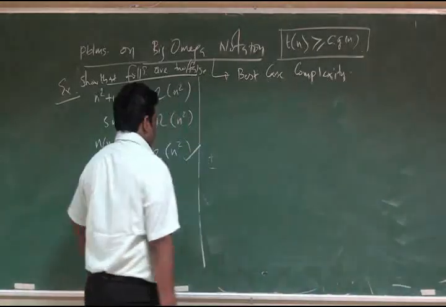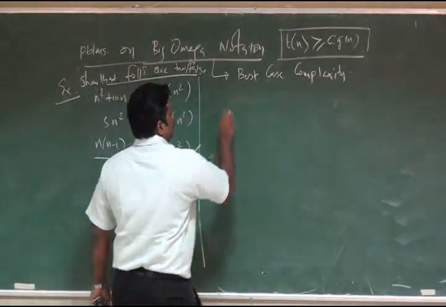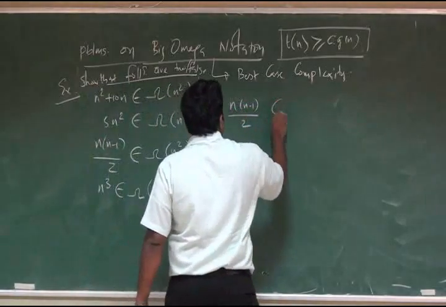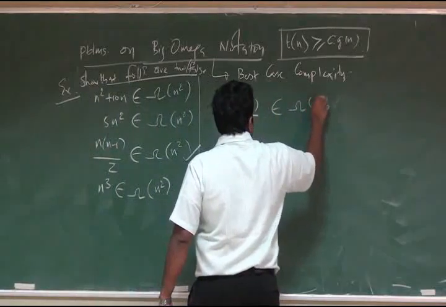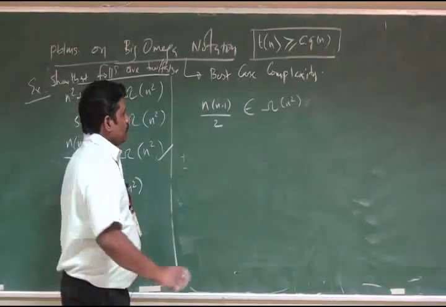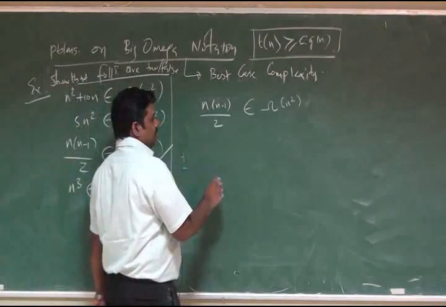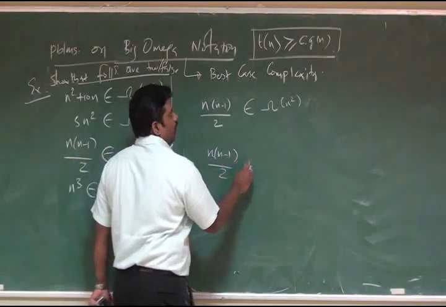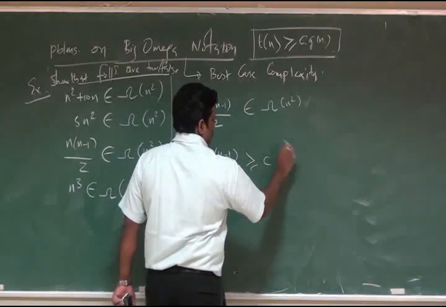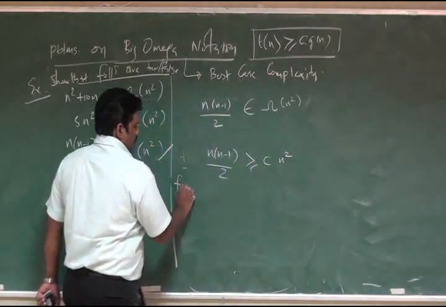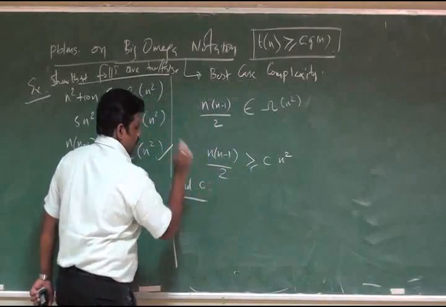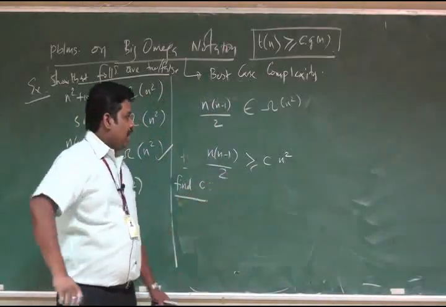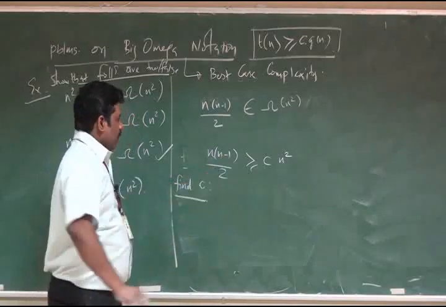Let's see the fractional expression now. n into n minus 1 by 2 belongs to big omega of n square. We have to prove that. Now it is rewritten as, let's see the second example, n into n minus 1 by 2 greater than or equal to c into n square. So find c now. This is a fractional expression. The selection of c differs here because it is a fractional value.